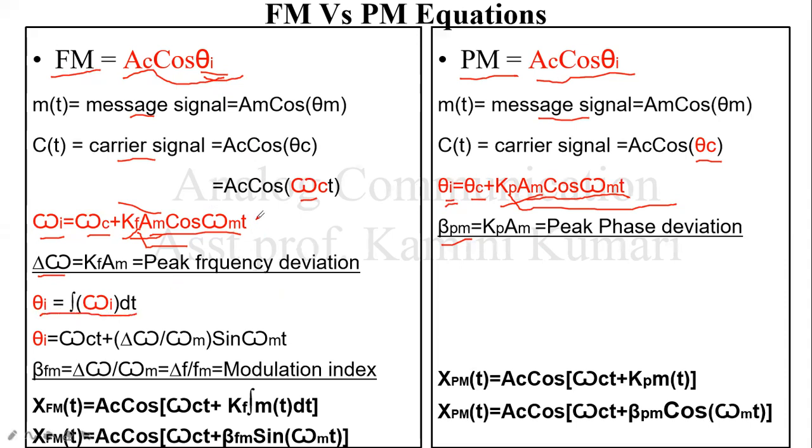We need to integrate this instantaneous frequency to get the instantaneous theta. So the integration process has been done, and we get this equation for theta i. When you get this term theta i, there is one term you can notice here, that is delta omega by omega m, which will come as a part of sine omega m t. This term is nothing but your modulation index in the case of frequency modulation.